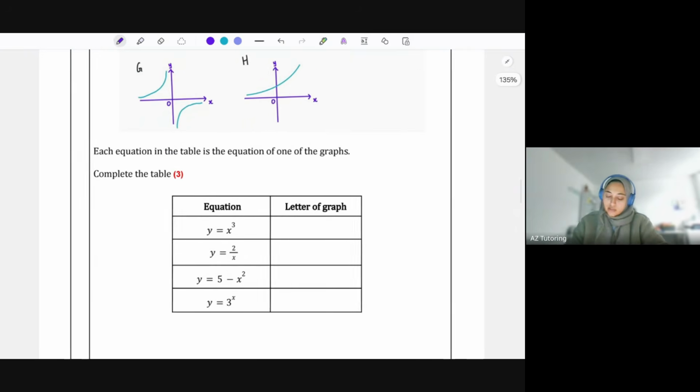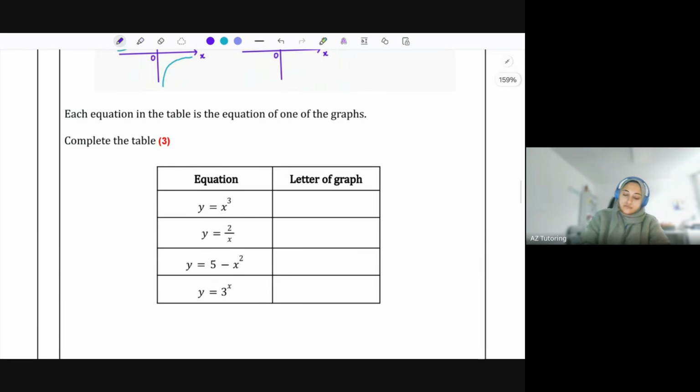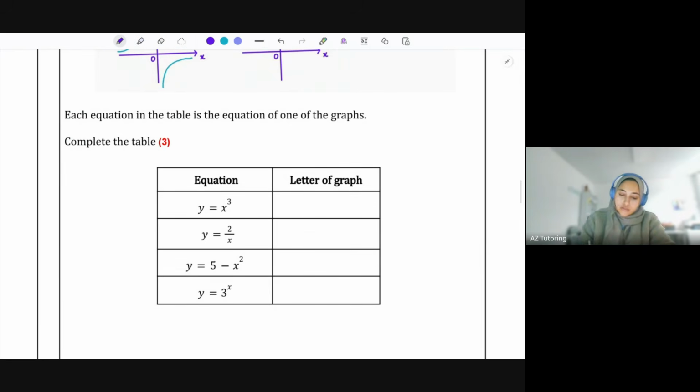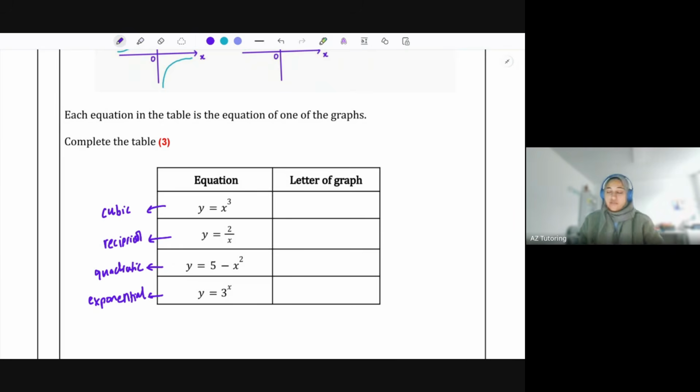Now, just looking at this, I'd eliminate the ones that you're really comfortable with. This one here, let's just label every single one of these as well. This one here is a cubic graph because it's got x cubed, so they can look like that, so it could have a point of inflection. We've got a reciprocal graph here. We've got a quadratic here because of the x squared. And we've also got an exponential graph as well. Okay, so we've identified what type of graphs all these equations are.